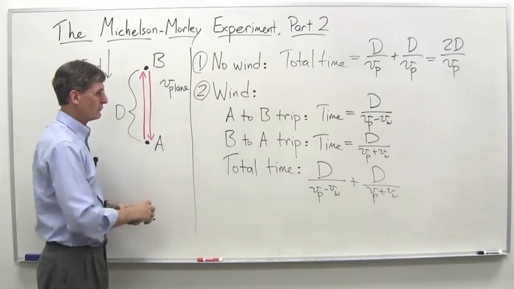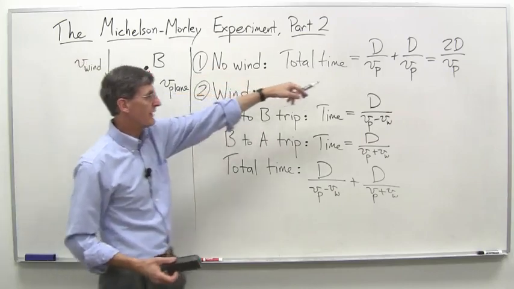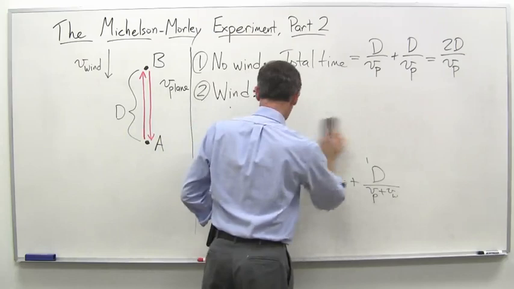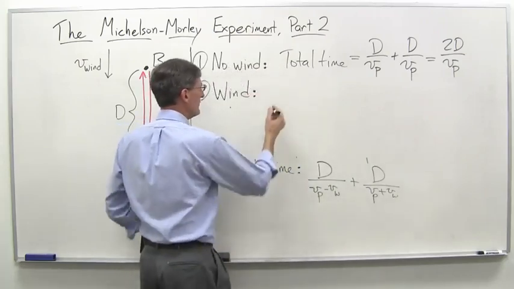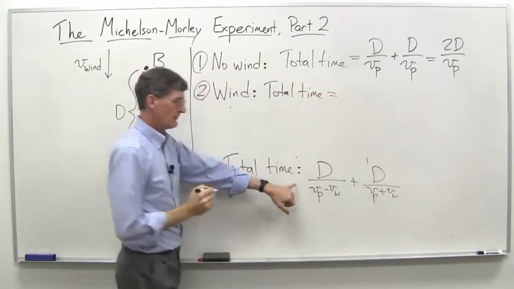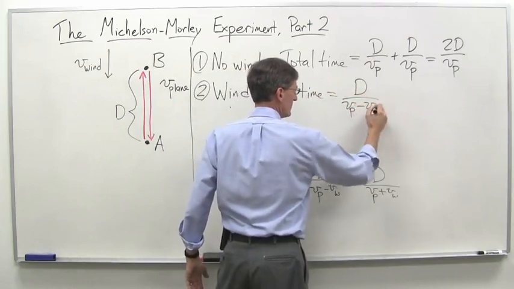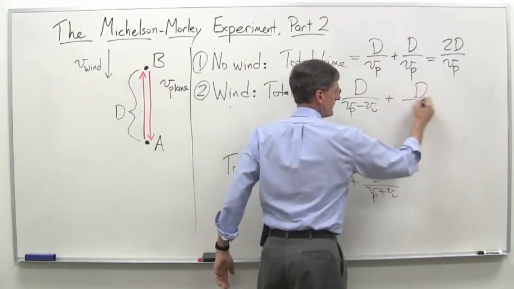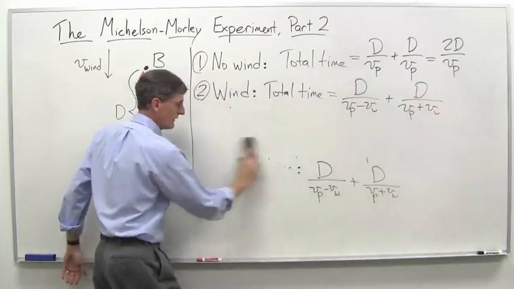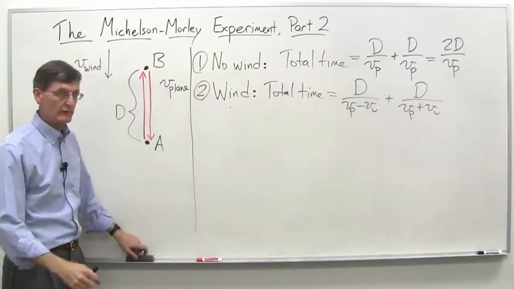So to do that, just to make some more room here, I'm going to bring this up here. We'll leave this up here because we want that result there. So we're still working with the wind stuff here. Okay, so we're saying here the total time, just rewriting this, is going to be d over Vp minus Vw plus d over Vp plus Vw. And at this point, we've done the analysis. Now we just have to crank through the algebra a little bit and see what the result is.